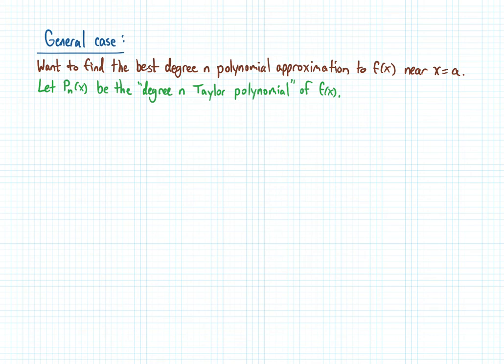And then, based on what happened in degrees 1 and 2, we can see that it might make sense to write Pn of x in terms of powers of x minus a rather than powers of x. So that means instead of writing it as something plus something times x plus something times x squared, we would write it as something plus something times x minus a plus something times x minus a squared, and so on.